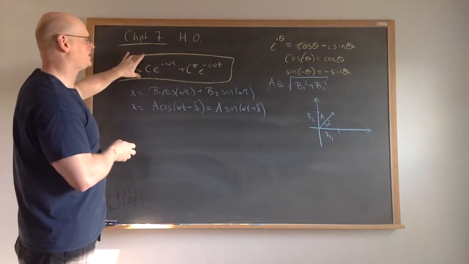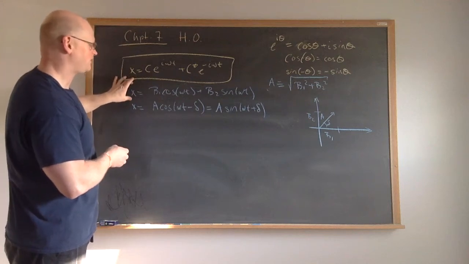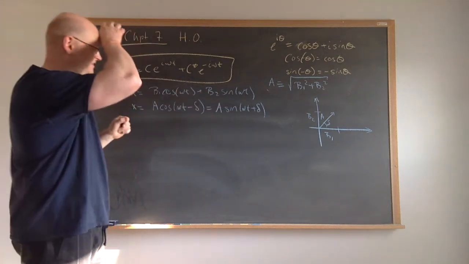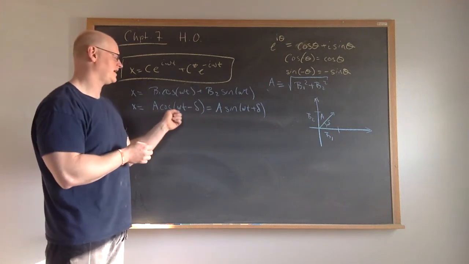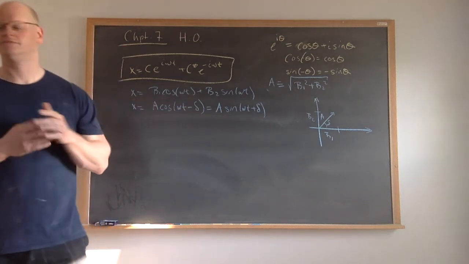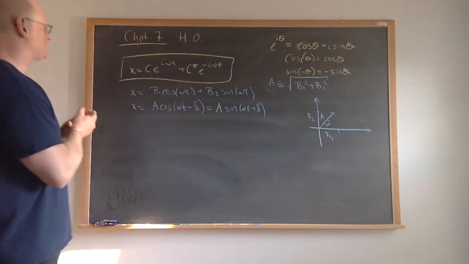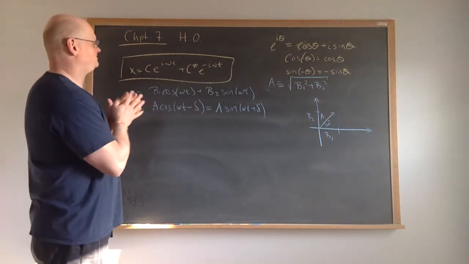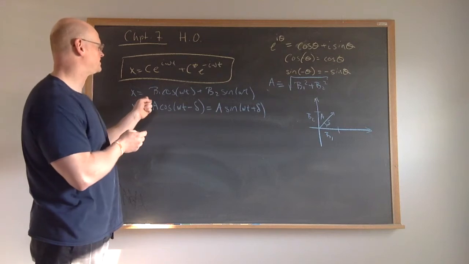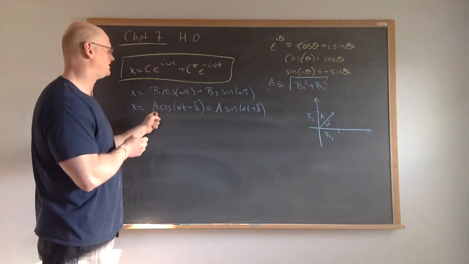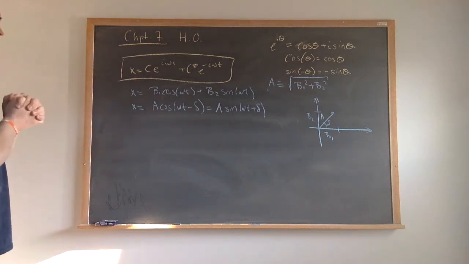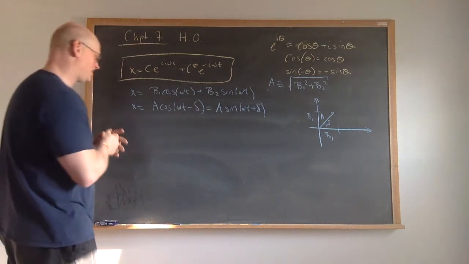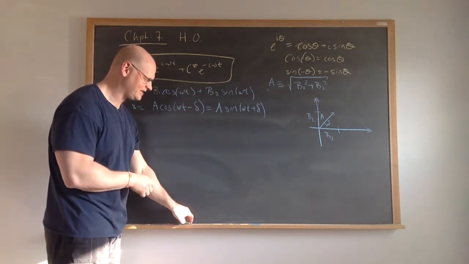So this is the way I would write it in complex variables. This one I would write as a summation of the cosine plus sine. And then here I would write it, again, in terms of a phase angle. But in each one of these, there are two unknown coefficients. Right? So here I would need to know B1 and B2. Here I need to know A and delta.